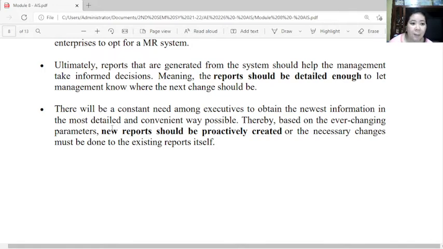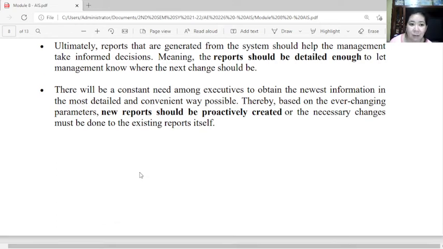Another, there will be a constant need among executives to obtain the newest information in the most detailed and convenient way possible. Thereby, based on the ever-changing parameters, new reports should be proactively created, or the necessary changes must be made to the existing reports. Because any changes that occur must be reflected, as this can be relevant in the decision making of the users.